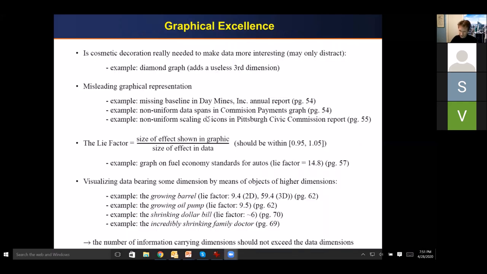And so again, to the rules of graphical excellence: is cosmetic decoration really needed to make the data more interesting? He asks, you know, a diamond graph adds a useless third dimension. Then misleading graphical representations, we talked about this, the commission payments and the commission report, and then the lie factor, the size of effect shown in graphics versus the size of effect in the data. When you design a visualization, especially an infographic, try to keep it between 0.95 and 1.05. Don't exaggerate the size in the graphics.